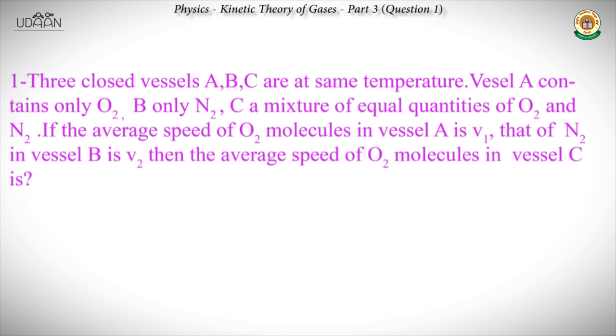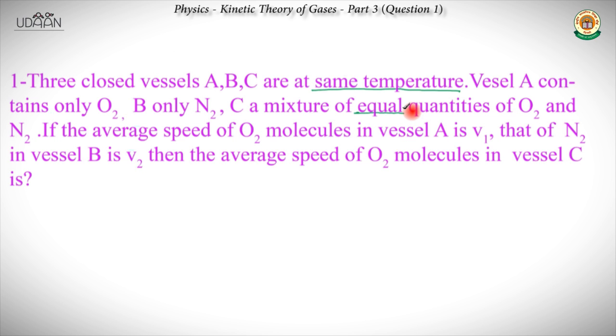So we just finished learning about the kinetic theory of gases. Now it's time for us to take a set of problems, the first one of which is in front of you right now. In the first problem you have three closed vessels A, B, C which are at the same temperature. The first vessel contains only oxygen, B only contains nitrogen, and C is a mixture of equal quantities of oxygen and nitrogen gases.